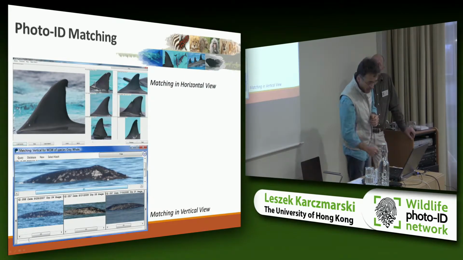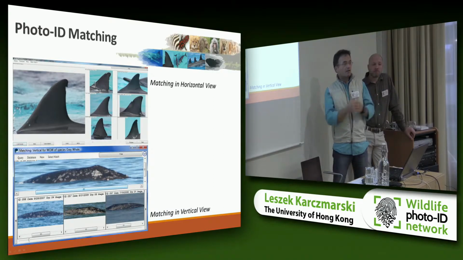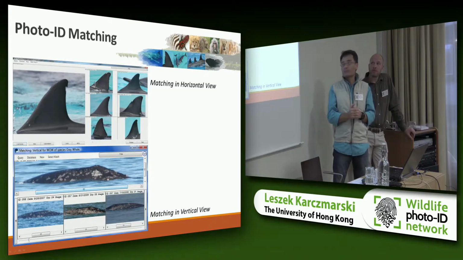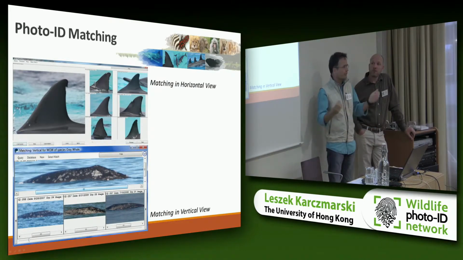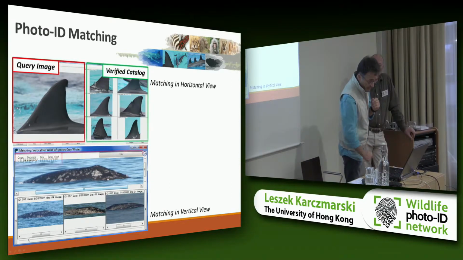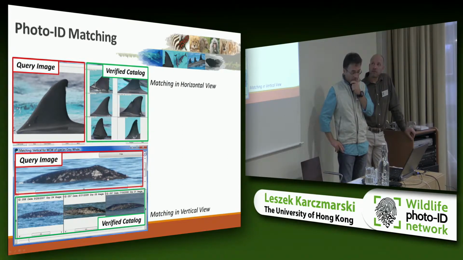Matching can be done in horizontal and vertical mode. Depends on what species you work with. For dolphins, dorsal fins, you would use the horizontal mode. Whales are generally, as in this case, gray whales are mostly used in a vertical mode. And again, query images and your sample from the catalog to verify the query image.